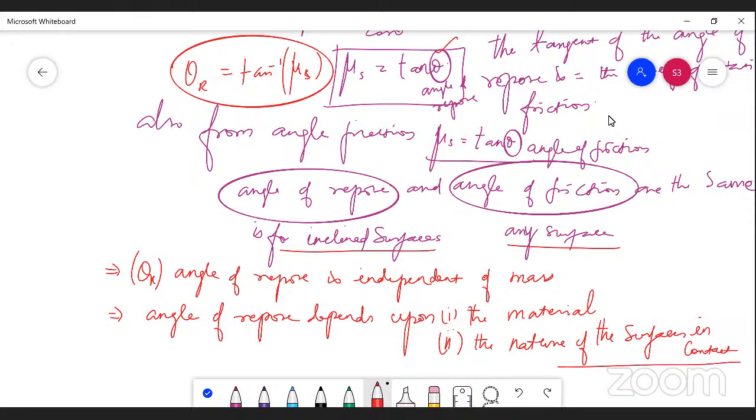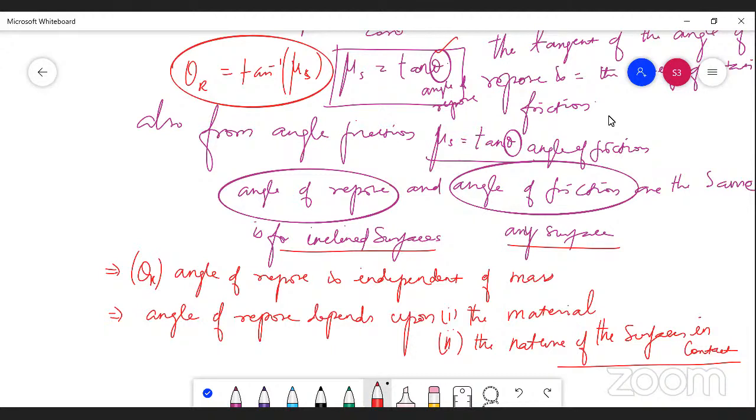So this is an important idea which you should know. The angle of repose is independent of mass. That's the first thing. Second thing is that the angle of repose depends upon the material and the nature of the surfaces in contact. The harder or rougher the surfaces, the greater the angle of repose. The smoother the surfaces, the lesser the angle of repose. Any object placed over a smooth surface, when provided a smaller angle of inclination, will begin to slide down. When the same surface is rough, the angle of repose will be greater.